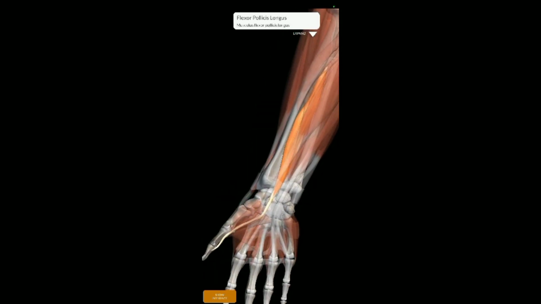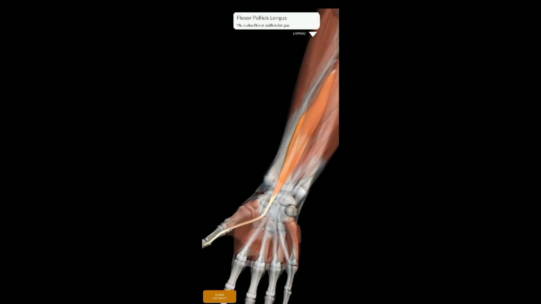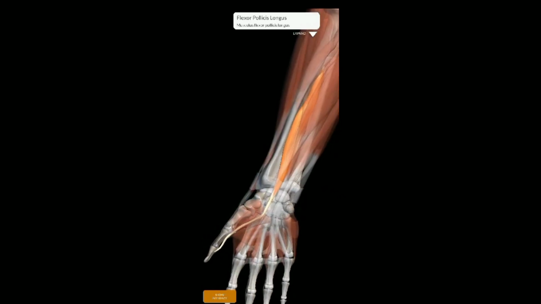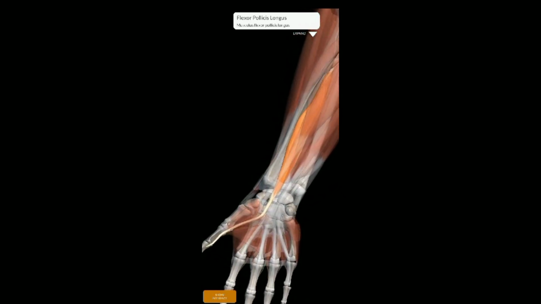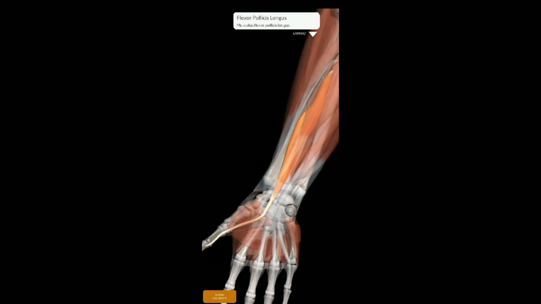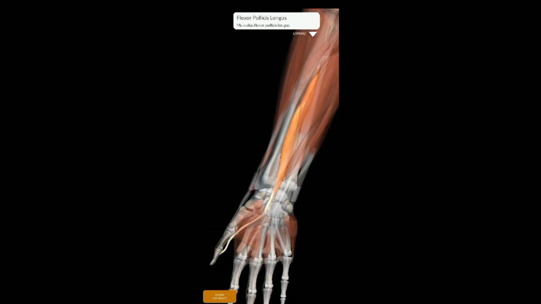Flexor pollicis longus. The origin of this muscle is on the anterior surface of the radius and the anterior surface of the interosseous membrane. The insertion is on the distal phalanx of the thumb.